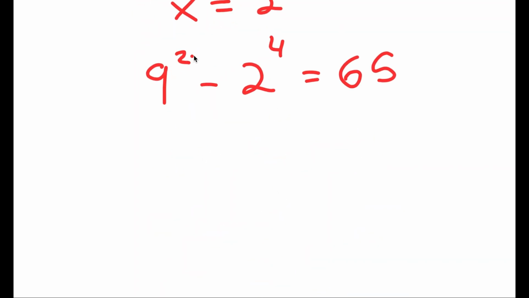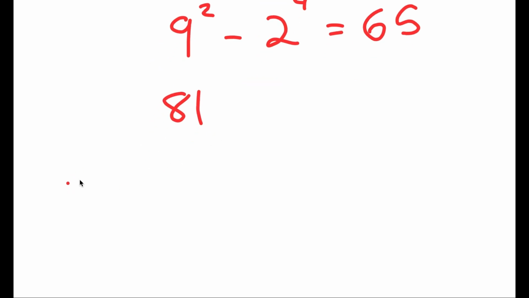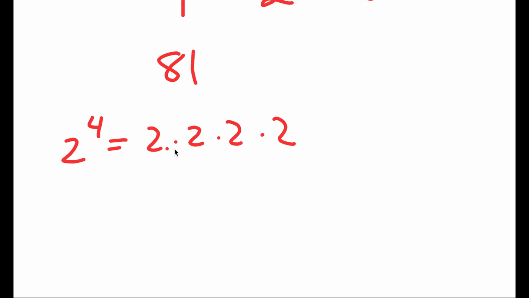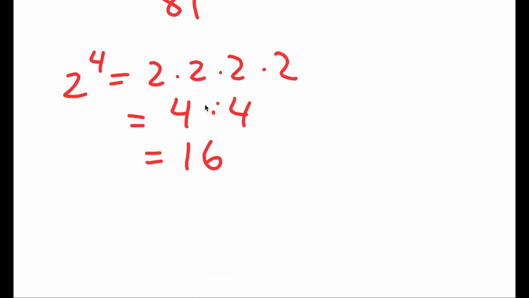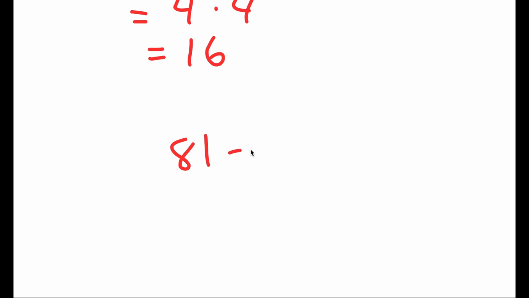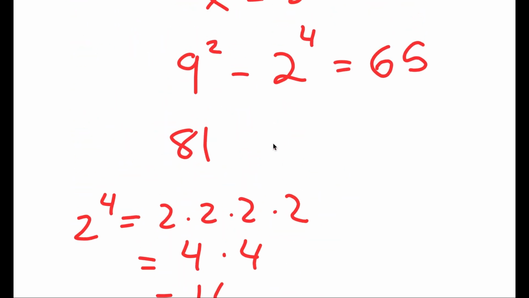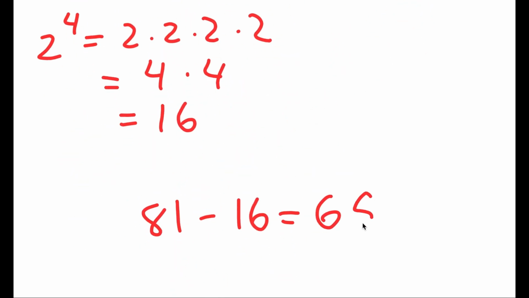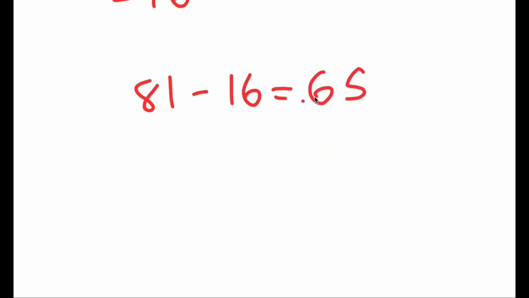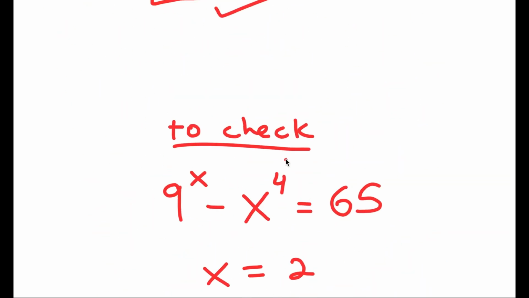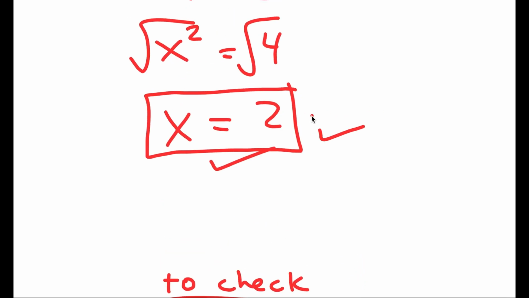And now 9 to the power of 2 is 81. 2 to the power of 4 is equal to 2 times 2 times 2 times 2, which is equal to 4 times 4, which is equal to 16. So I have 81 minus 16 is equal to 65. And 81 minus 16 is 65. So I get 65 is equal to 65. And because this is right, I know my solution is right.